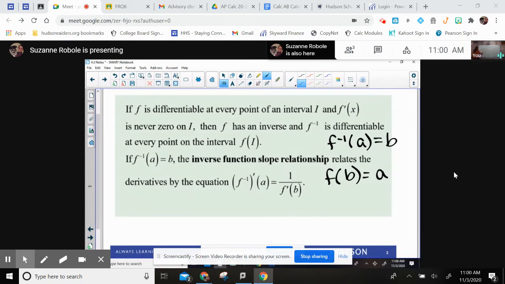Then when we're dealing with the derivatives, if we know the derivative of f, we can use that to find the derivative of the inverse, and it's going to be 1 over this derivative. I'm going to show you how it works on the next page.